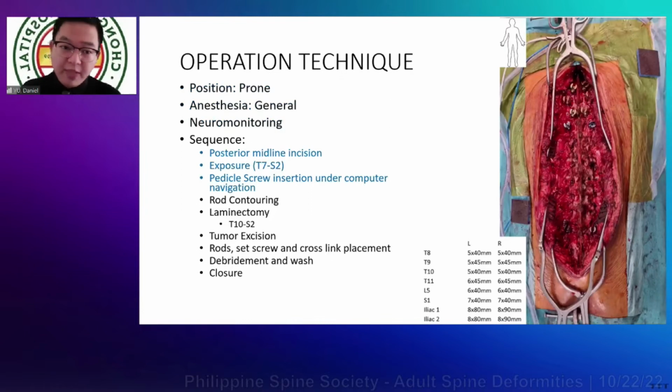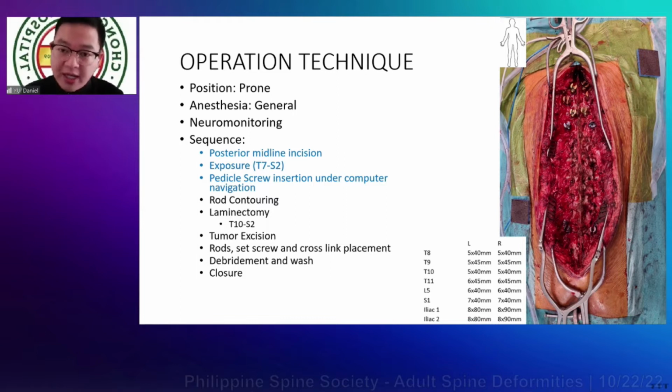So we did a posterior midline incision to expose T7 to S2 level, and did a pedicle insertion under computer navigation. Now, with the help of the BrainLab computer navigation, we were able to maximize the diameter and the length of the screws as tabulated in this slide.